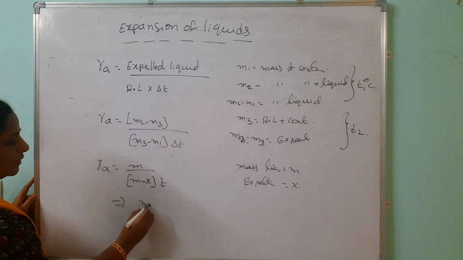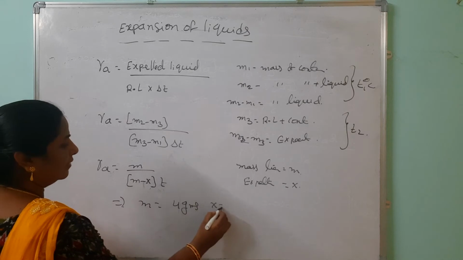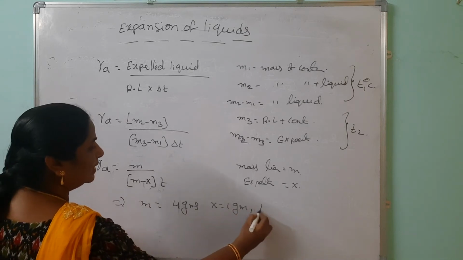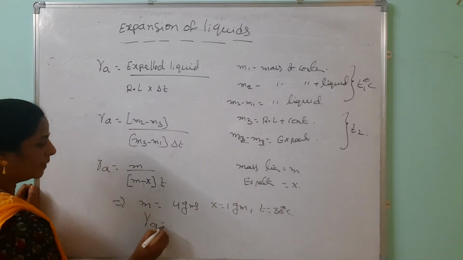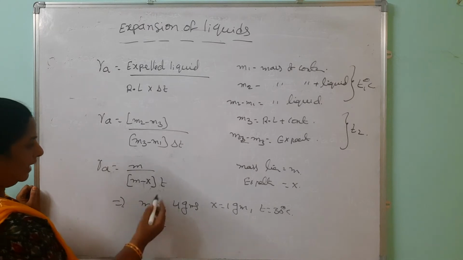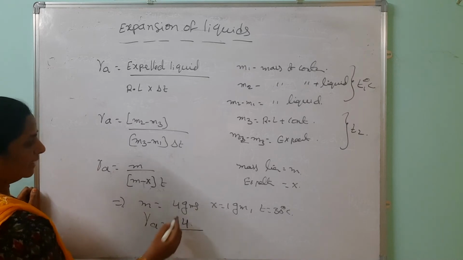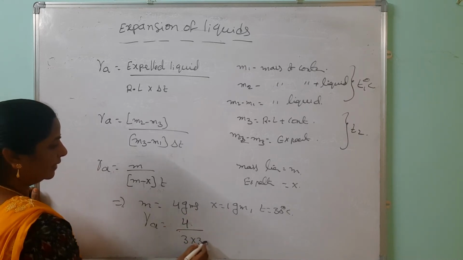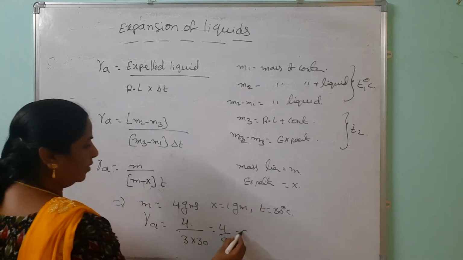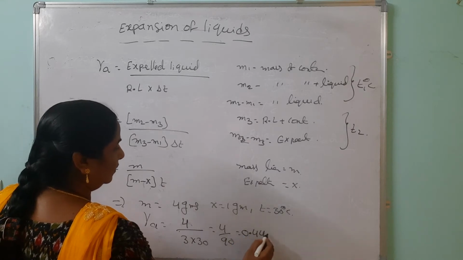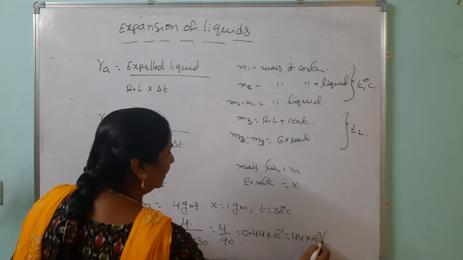We do one problem also. If M equals to like 4 grams, then X equals to 1 gram. Then change in temperature equals to 30 degrees centigrade. Then how to find out the apparent expansion of that particular liquid? Gamma A equals to M by M minus X into change in temperature, 4 by 3 into 30. After simplification, 4 by 90, it should be 0.44 into 10 power minus 1. So this is 44 into 10 power minus 3 per degree centigrade.